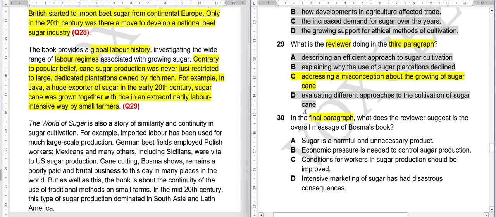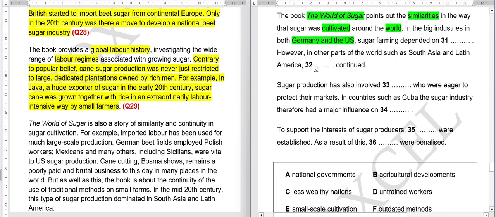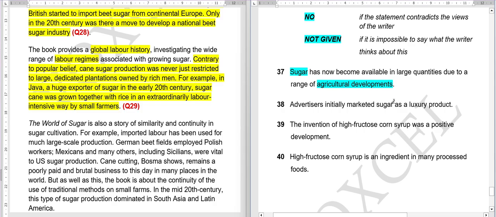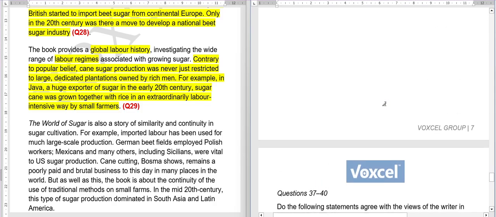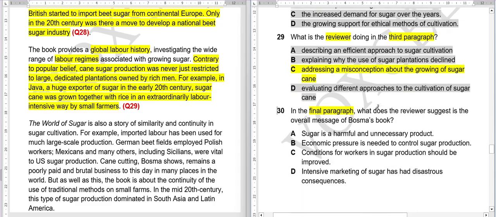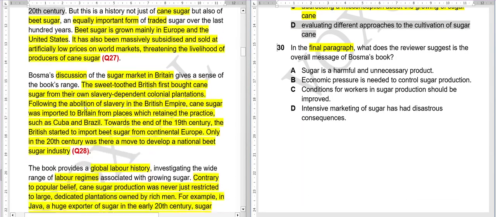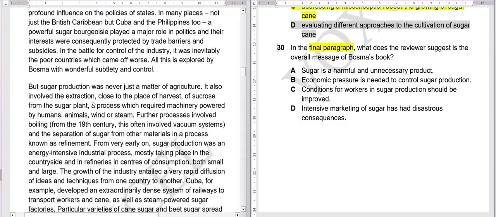Clear? Now, do we need to read this? No, because there is no mention about Germany and the US, so we don't have to worry about that. And is there any mention about agricultural developments? Again, no, so we don't have to worry about that. Let's read the 30th question in the final paragraph. Okay, now we know this particular question will be in this.